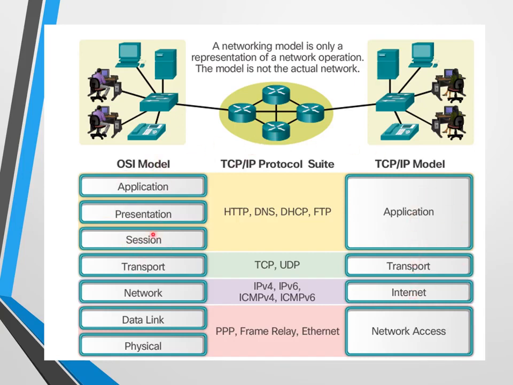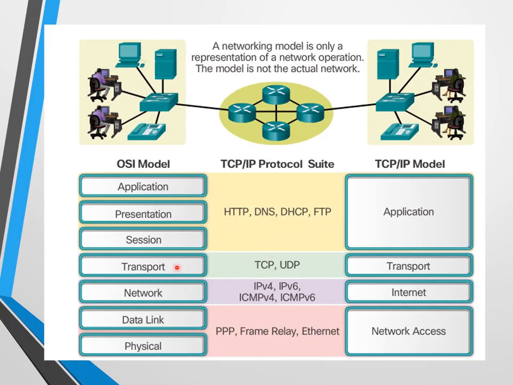This is called the TCP/IP protocol suite, in which the HTTP, DNS, DHCP and FTP protocols are on the application layer. In the OSI model they are on the first three layers: application, presentation and session. But in the TCP/IP model, these layers are covered just by the application layer.